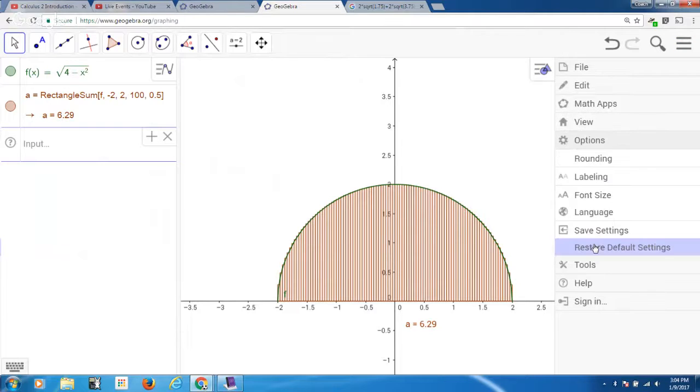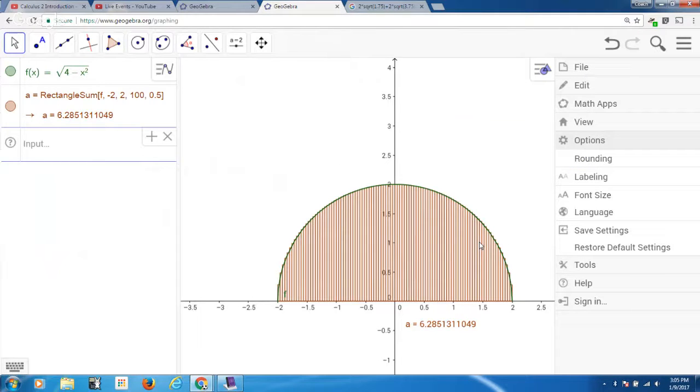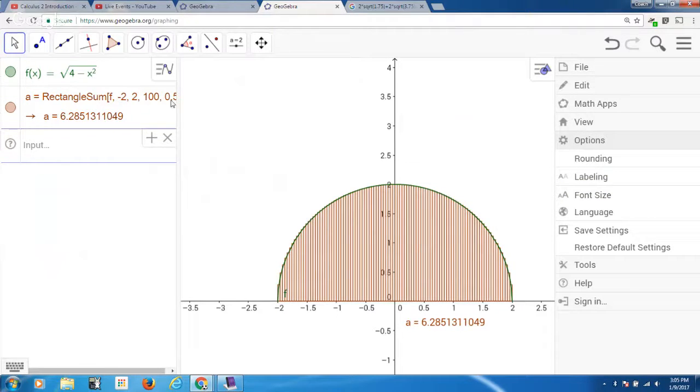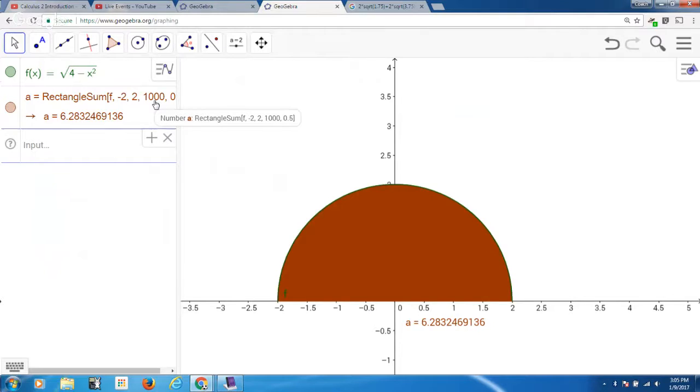I could also ask GeoGebra to give me more decimals. So options, rounding. I could say, hey, give me 10 decimal places. 6.285. Ooh, that's pretty close. Let's blow up the font to try 18, a little better. Why stop at 100? Could GeoGebra handle 1,000 little rectangles? Oh my gosh, pretty much colors in. 6.2832. What is 2 pi?